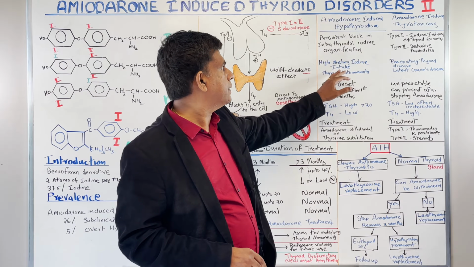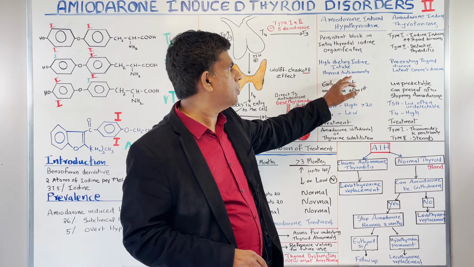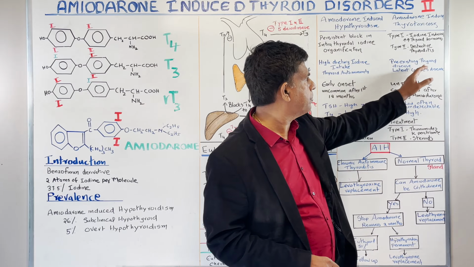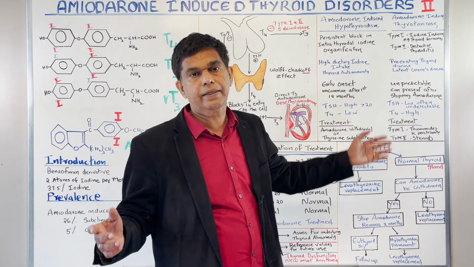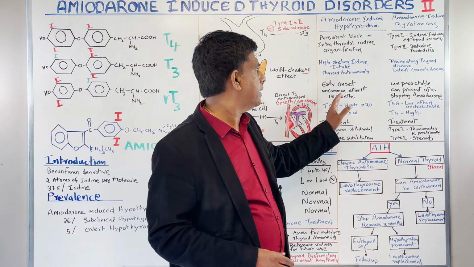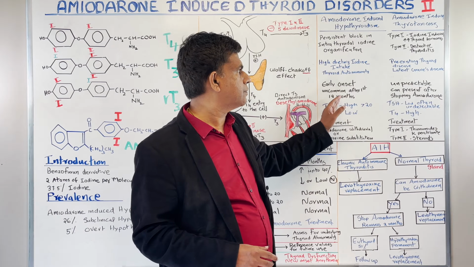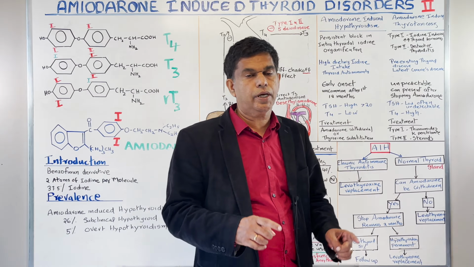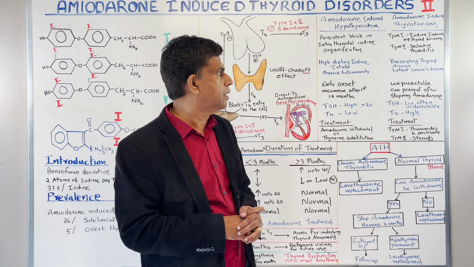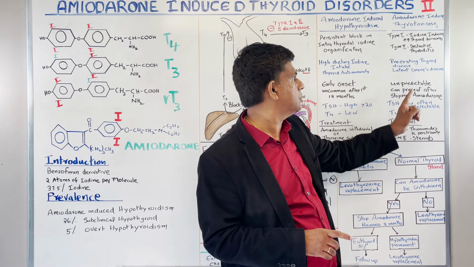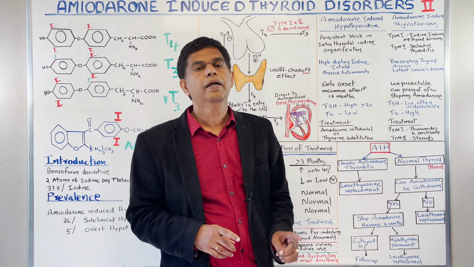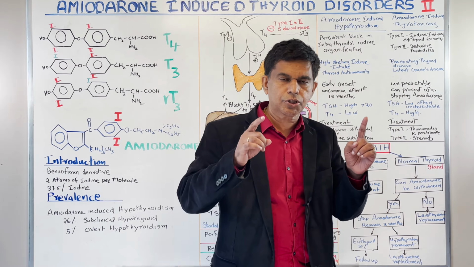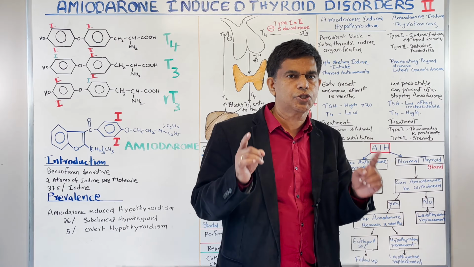So there's high dietary intake of iodine and thyroid autoimmunity. Over here, you have pre-existing thyroid disease, maybe latent Graves' disease. And then early onset, uncommon after the first 18 months. Okay, so amiodarone-induced hypothyroidism is uncommon after 18 months. But when you talk about amiodarone-induced thyrotoxicosis, it's unpredictable. And you can even have it after you decide to stop the amiodarone.